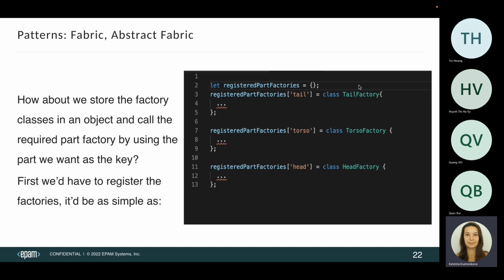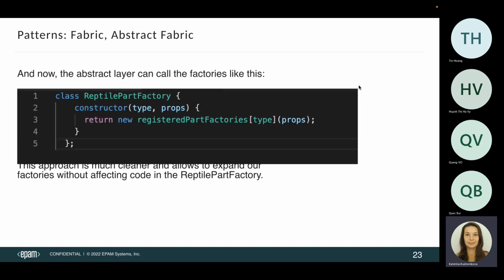First, we'd have to register the factories, and it's as simple as we see on the screen. Then, after this, the abstract layers can call the factory like this. So just calling by types and providing the prototypes. This approach is much cleaner and allows us to expand our factories without affecting code in the part factory.